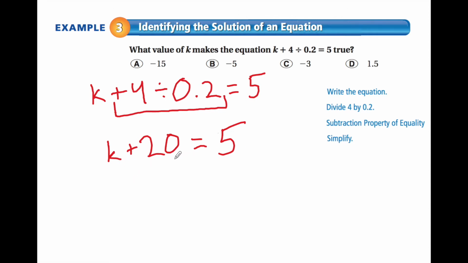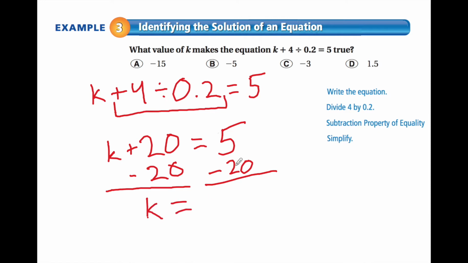K plus 20, we're adding, so now to do the inverse operation of addition, we subtract 20 from each side. Remember, it's got to stay balanced. Alright? So, 20 minus 20 is 0, so that leaves k alone on the left side. 5 minus 20 is equal to negative 15. So that means our final answer is k is equal to negative 15, which means our final answer is A.